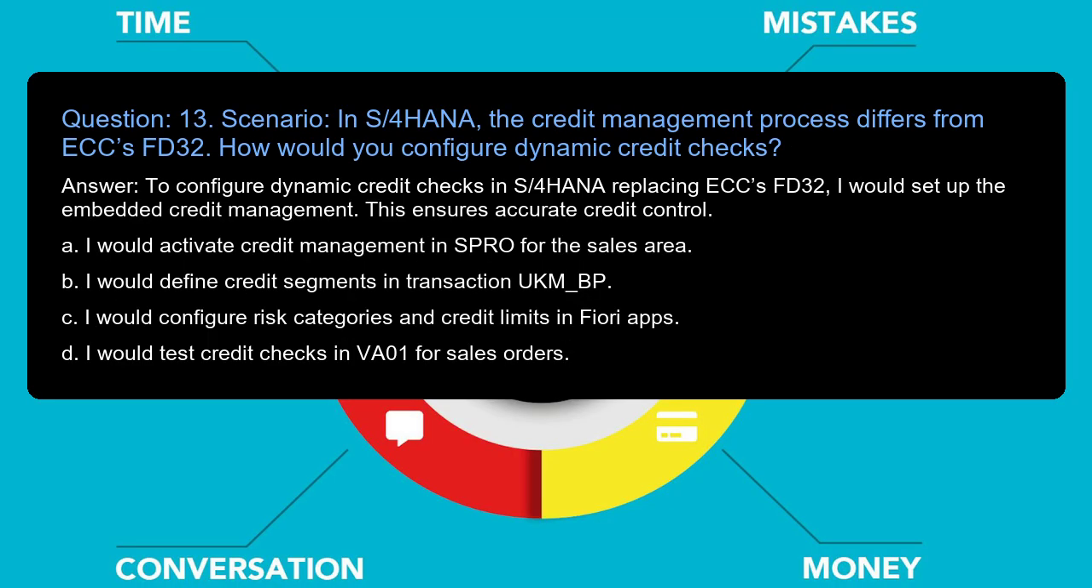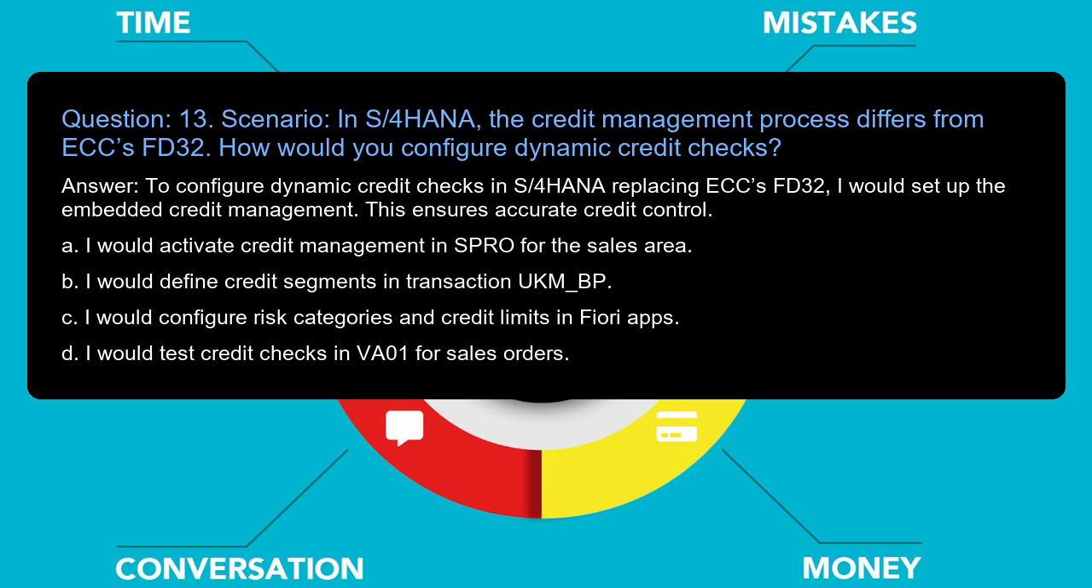Question 13. Scenario: in S/4HANA, the credit management process differs from ECC's FD32. How would you configure dynamic credit checks? Answer: to configure dynamic credit checks in S/4HANA replacing ECC's FD32, I would set up the embedded credit management. This ensures accurate credit control.